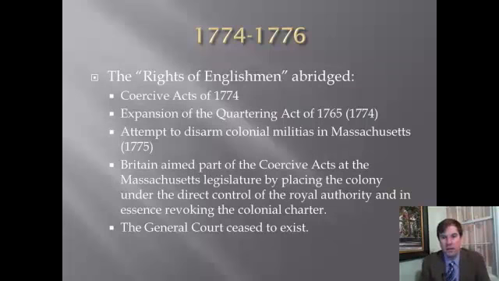By 1774, you have the rights of Englishmen abridged. You get the Coercive Acts of 1774. You get the expansion of the Quartering Act of 1765. You get the attempt to disarm colonial militias in Massachusetts in 1775. Of course, Britain was aiming part of the Coercive Acts at the Massachusetts legislature by placing the colony under the direct control of the royal authority, in essence revoking their colonial charter. So they took the colonial charter away. They destroyed the Massachusetts Constitution. The general court ceased to exist.